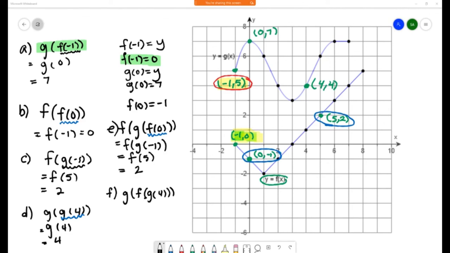So in part F, we want to find g of f of g of 4. So we need to find g of 4. G of 4 is right here, which is 4. That gives g of f of 4. We need f of 4. F of 4 would be right here. That's the ordered pair 4, 1. So f of 4 is 1. Then g of 1 is right here, 1, 6. So g of 1 is 6.